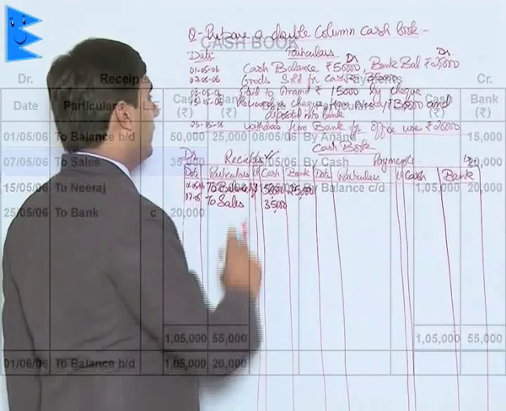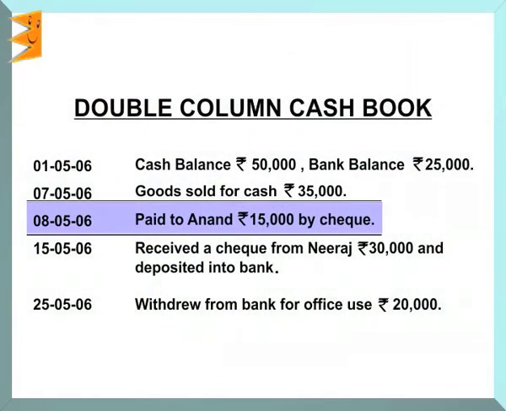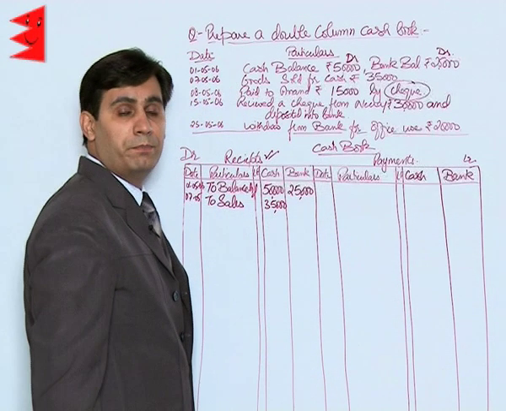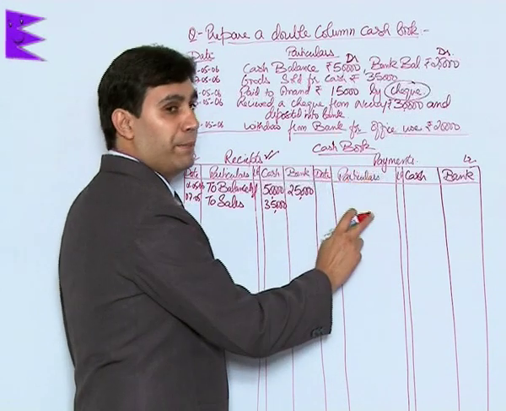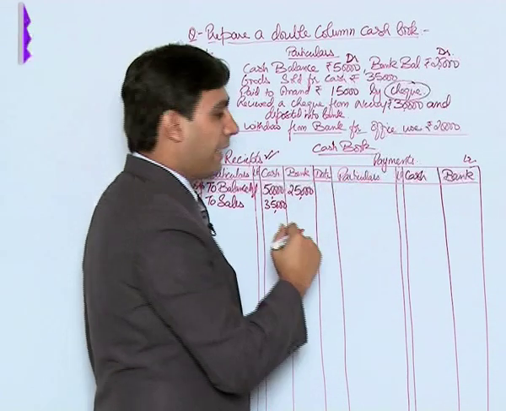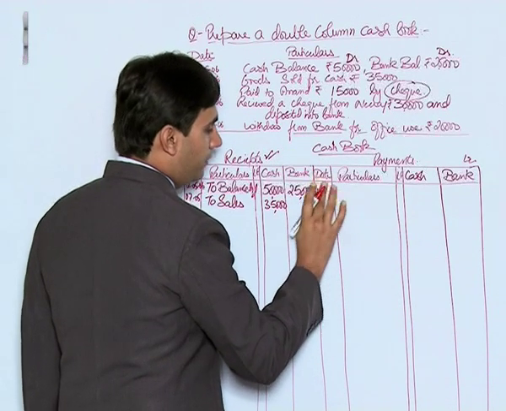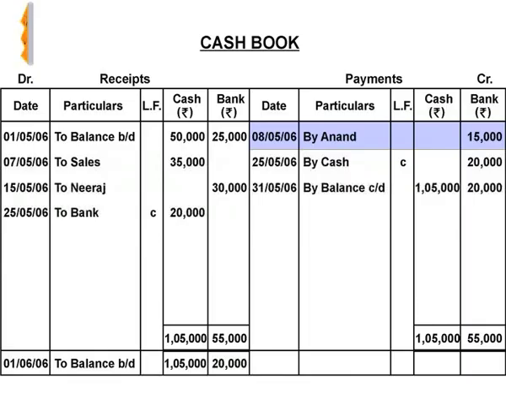Now students, the entry on the 8th May, it is paid to Anand by cheque. Now what is important here is payment has been made by cheque, and by cheque we understand that we are making payment through our bank account. So this would be recorded on the payment side but in the bank column. So on 8th May, the entry would be by Anand, and in the bank column rupees 15,000.